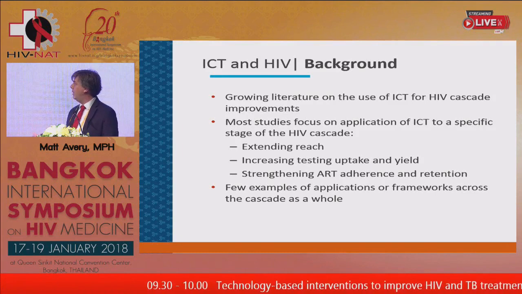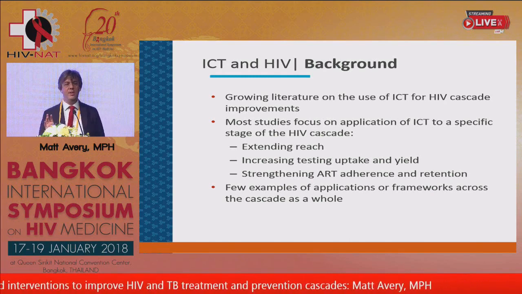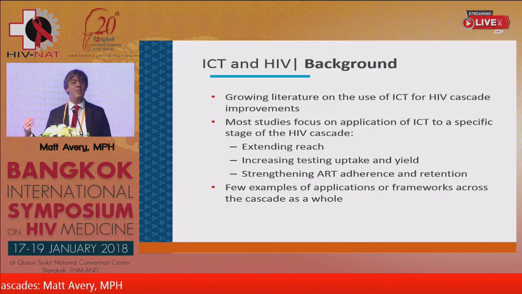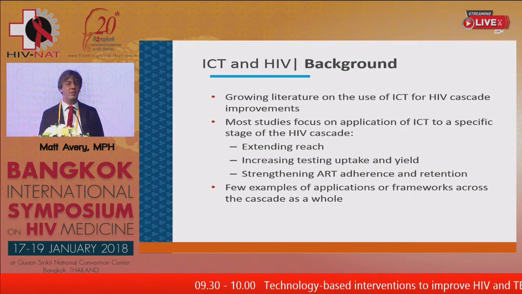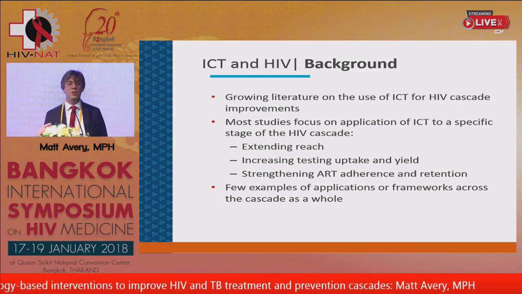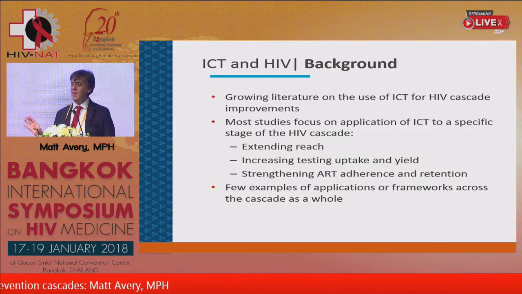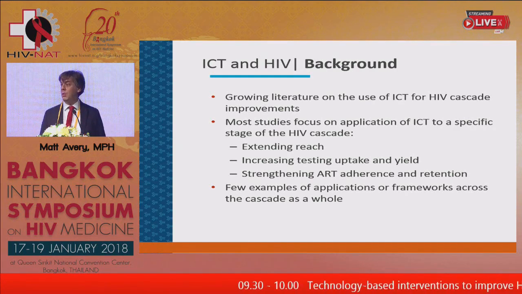And when we looked at those studies, we found a couple of things. To me, what's most important is we found that published studies on uses of ICT tended to focus on one particular stage in the cascade. So they might be looking at how you use ICT to better reach members of a target population, or how you use technology to improve uptake of HIV testing and to get better case finding rates with that testing. Or they might be looking at how you use technology to increase adherence to ART. But there were very few studies that looked at the overarching framework of a cascade and how you implement ICT across that cascade to improve functioning of the continuum as a whole.